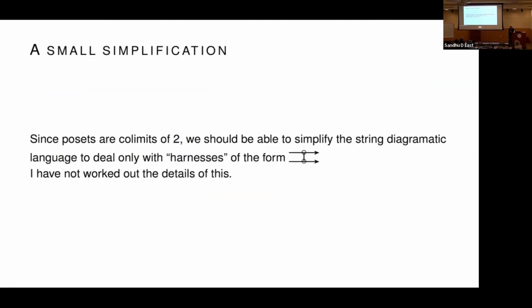There is a little simplification that I'll mention, then I'll just open it up for questions. And that is because posets can be built out of copies of two, and because they are playing a role that's contravariant in this setup, a little technicality that I didn't really mention, I should be able to get away with building just pairwise harnesses like this. So basically, anytime I have an object A, I can build a new wire that looks like that. And that basically remembers the order of the two wires. That's really what it does.